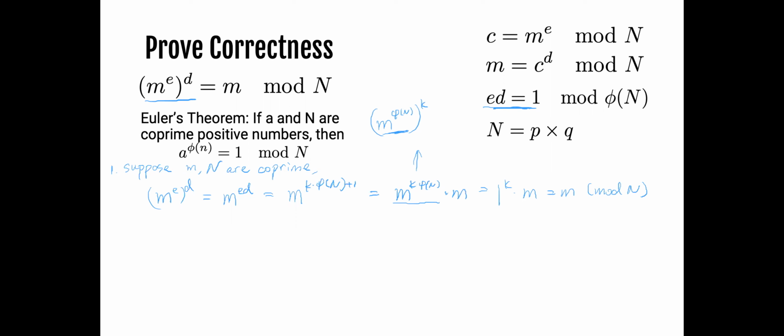And then here, K just means that if ED is equal to 1 modulo phi N, it must be that ED is equal to phi N times some coefficient. We just make this K, some coefficient times phi N plus 1. And this is why ED will be equal to 1 modulo phi N.